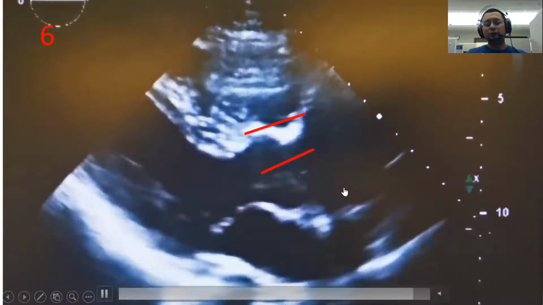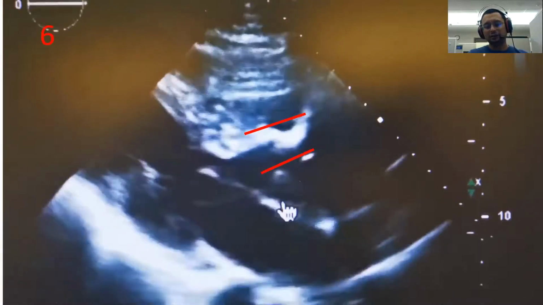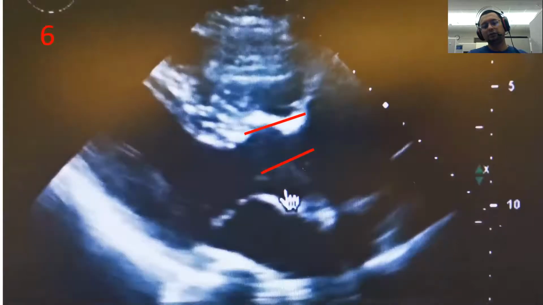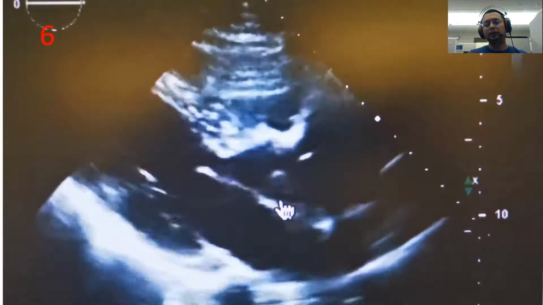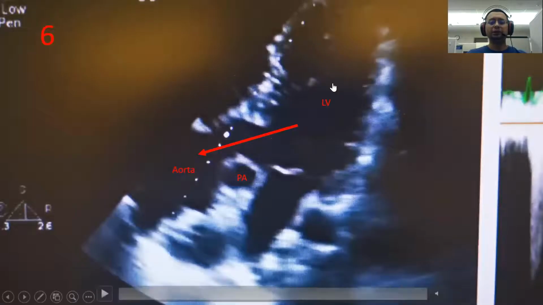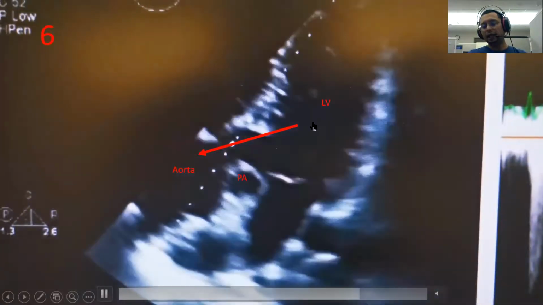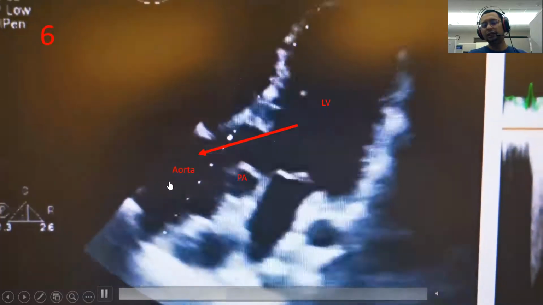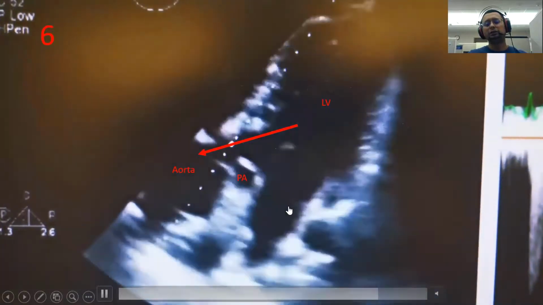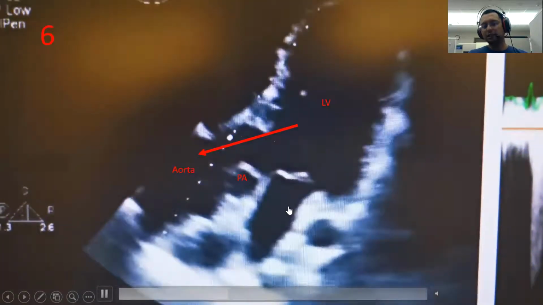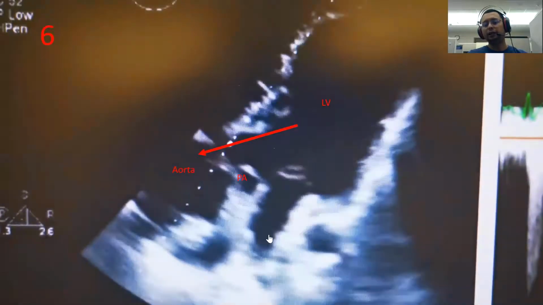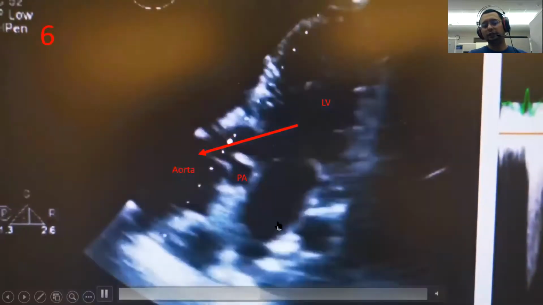Now, what is your diagnosis? Look at this picture here. What is wrong with this picture? This is LA, LV, pulmonary artery, aorta. TGA. Okay, so this is transposition of the great arteries. Why is it transposition of the great arteries, Sarah?